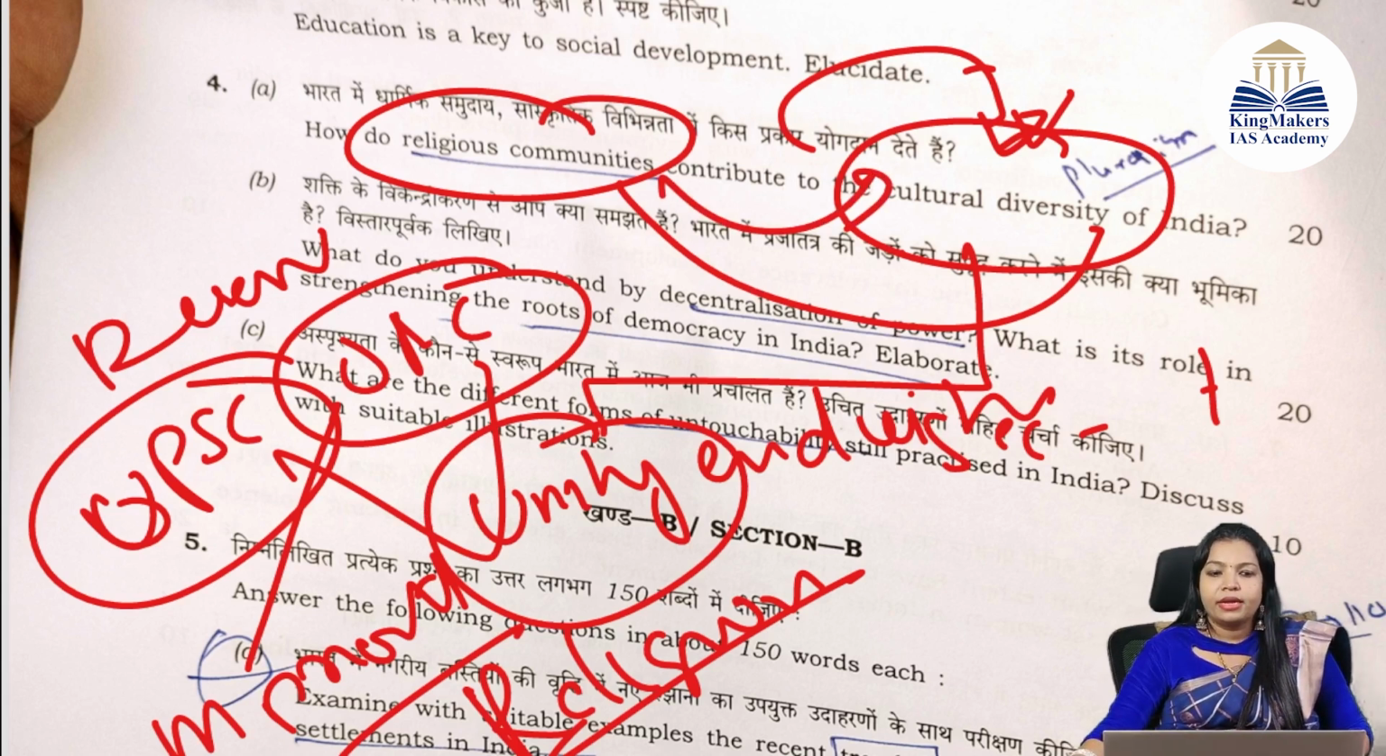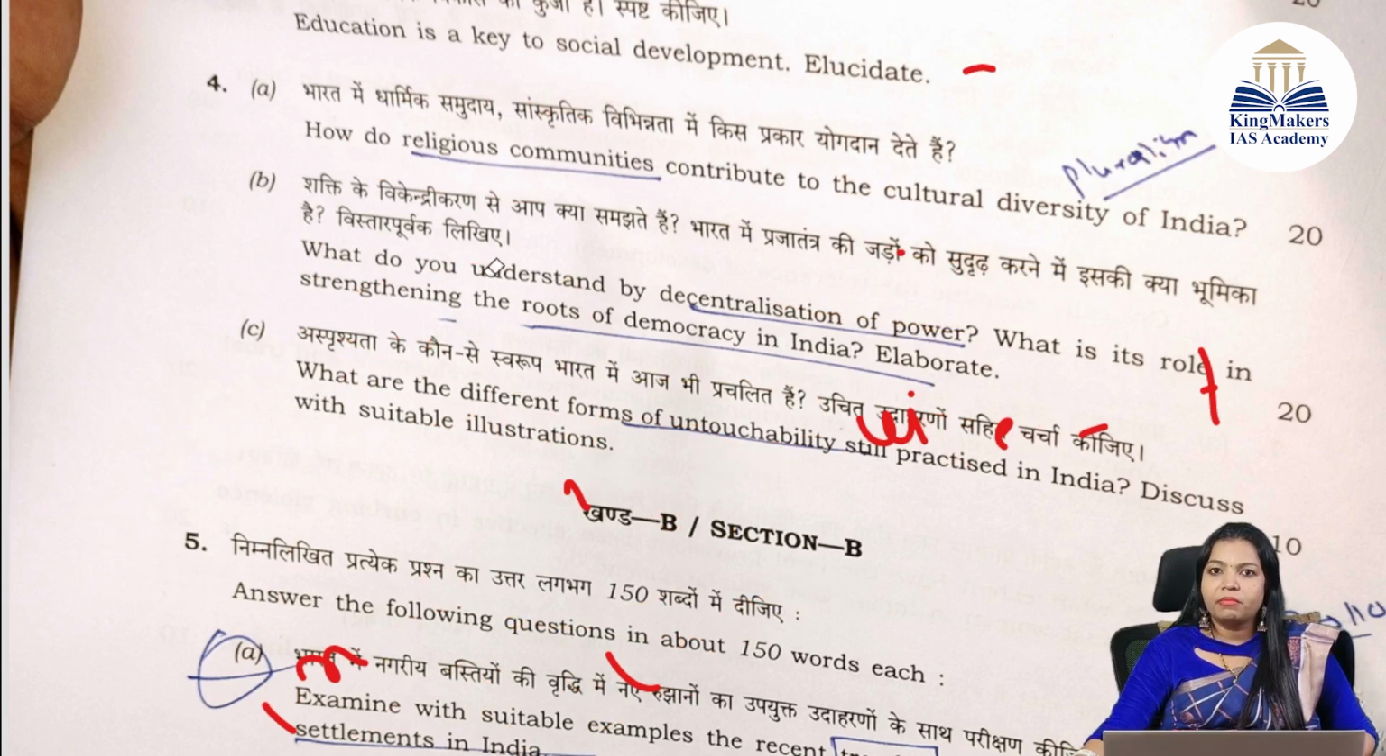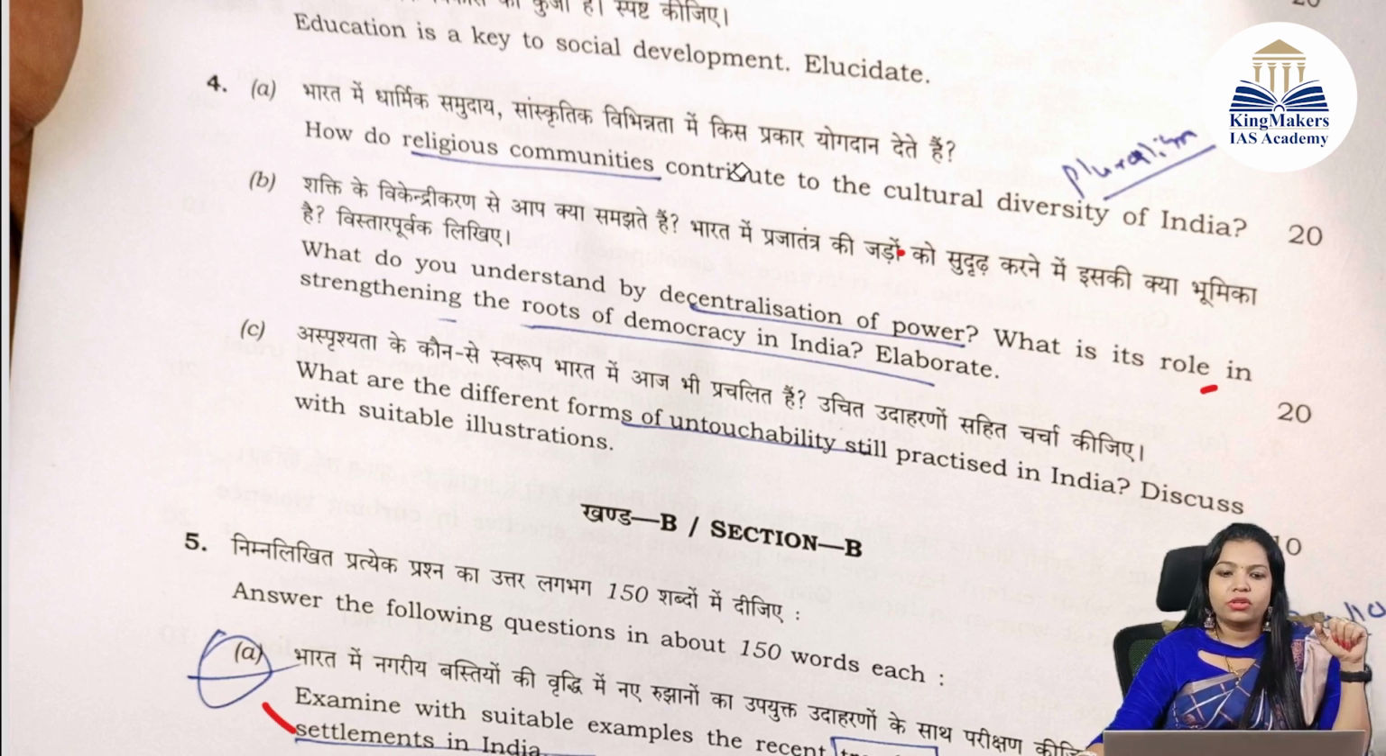Okay, then for religious communities, you can add religion factors: Karl Marx, and Durkheim, where he studied religion from primitive society to modern society. Then Karl Marx has seen religious communities as conflict in nature, so you can make it a sociological answer. Next question: what do you understand by decentralization of power?